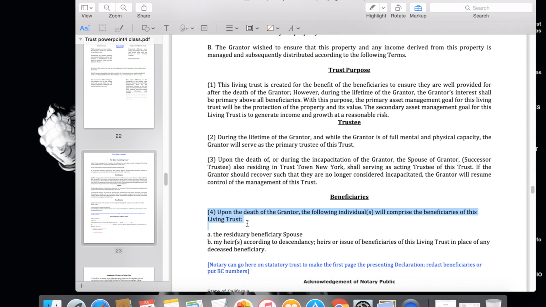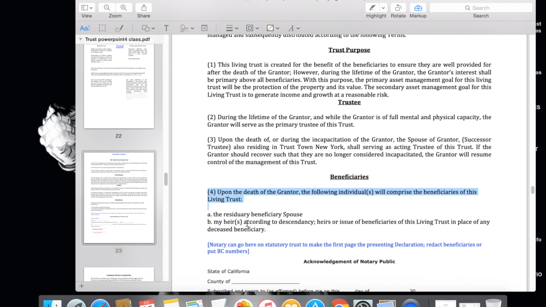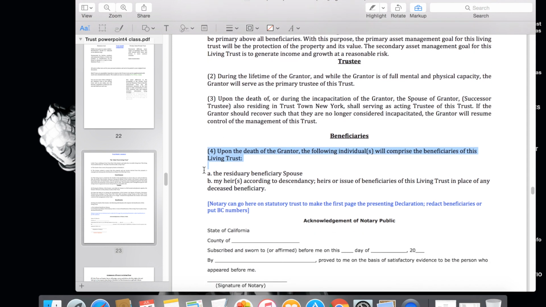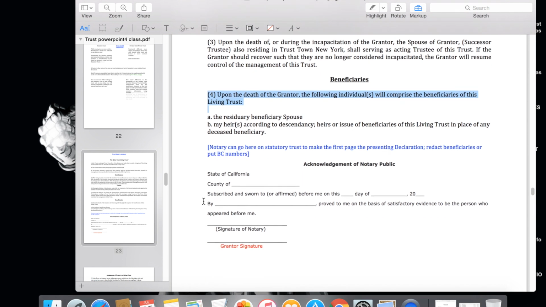Upon the death of the grantor, the following individuals will comprise the beneficiaries of this living trust: the residuary beneficiary, which is the spouse; the heirs, according to descendancy; and then you have your jurat, or your notary.